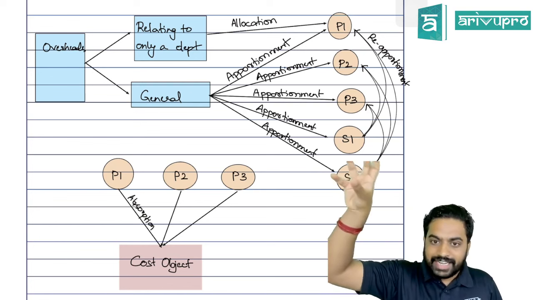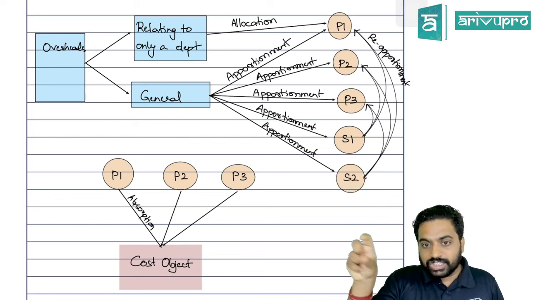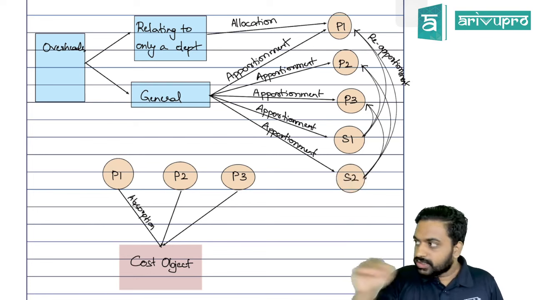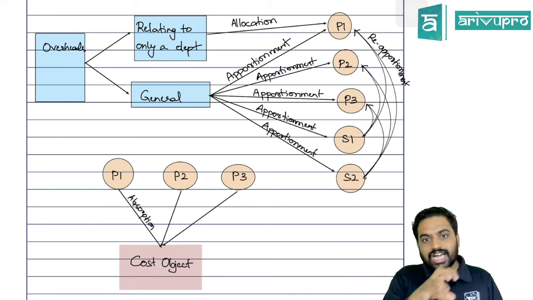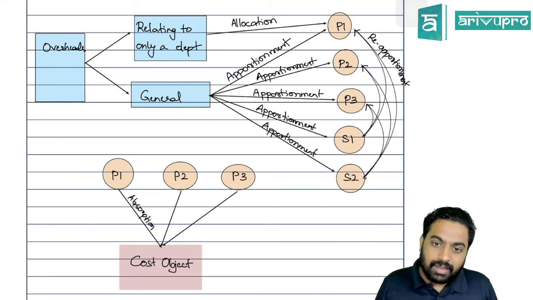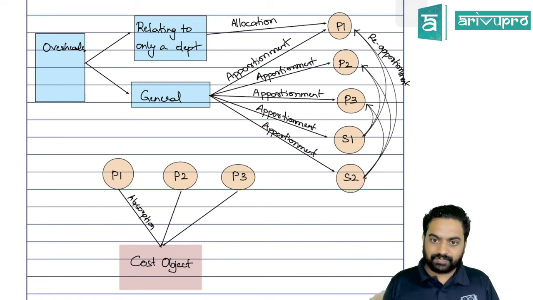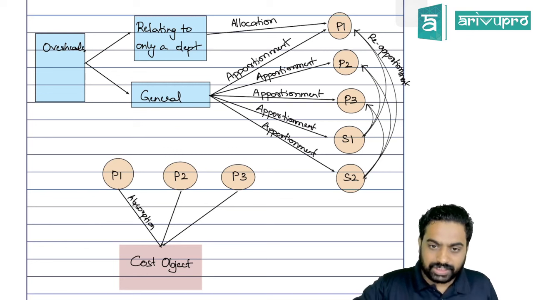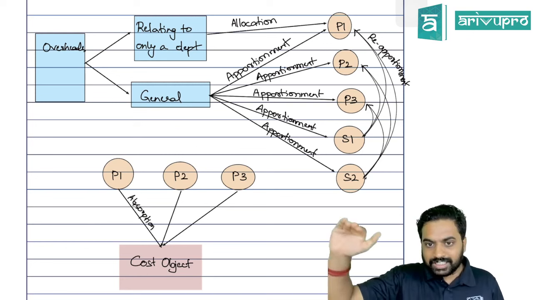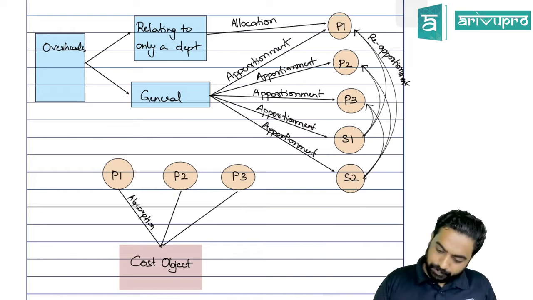Later, S2 already had some overhead from the primary distribution. Add the redistributed or secondary distribution, so we get some amount that we are going to charge to P1, P2, P3 only, because that is only relevant for P1, P2, P3. This is how the step method works. When you compute this, the answer will come stepwise. That is called the step method. Okay, sir.